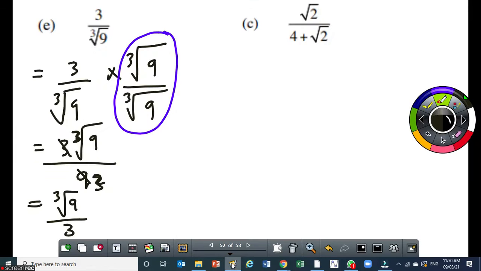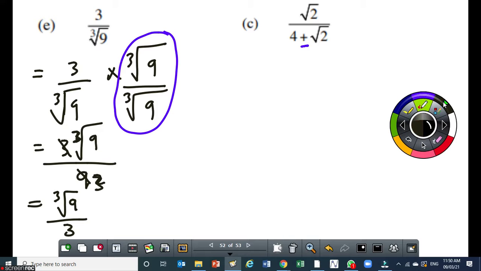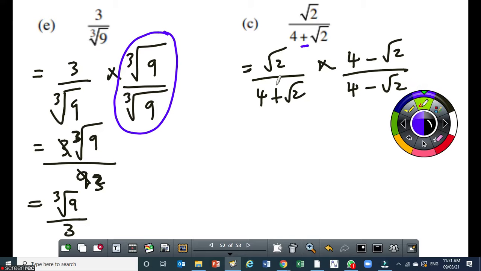Okay, then let's move on to C. Now, with regard to C, this denominator has got a plus there, which means we have to multiply the numerator and the denominator by the conjugate of the denominator, as I was saying yesterday. So that becomes square root of 2 over 4 plus square root of 2, times 4 minus square root of 2 over 4 minus square root of 2. Remember what I said yesterday? If there is a plus here, you put a minus there and a minus there.